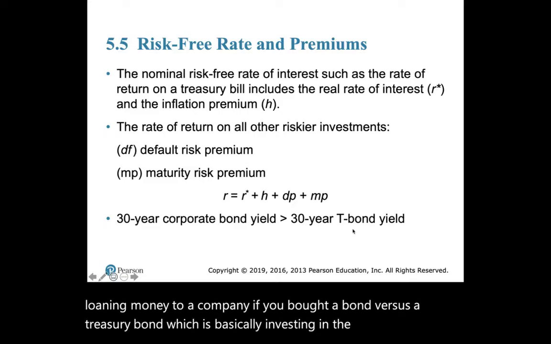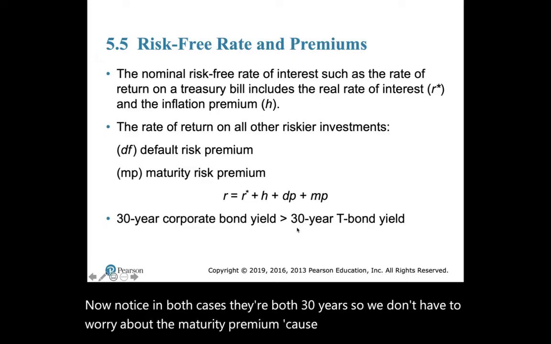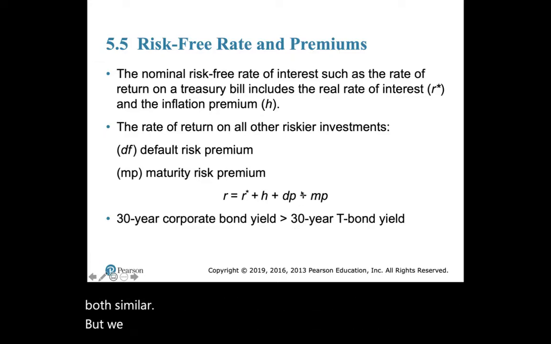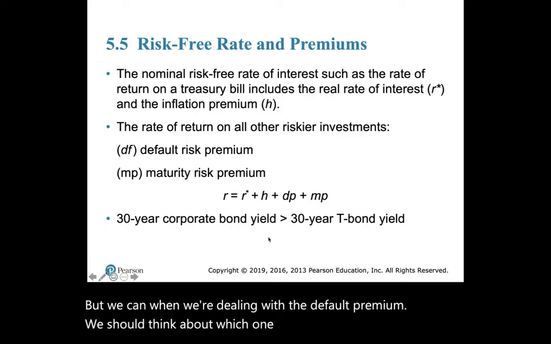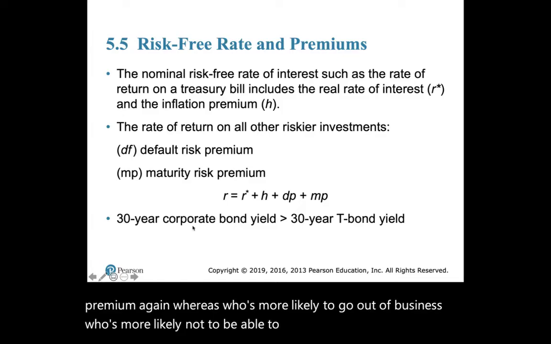Now notice in both cases they're both 30 years, so we don't have to worry about the maturity premium because they're both similar. But when we're dealing with the default premium, we should think about which one you think has a higher default premium? Again, who's more likely to go out of business? Who's more likely not to be able to pay back their loan? Is it a corporation or the government?